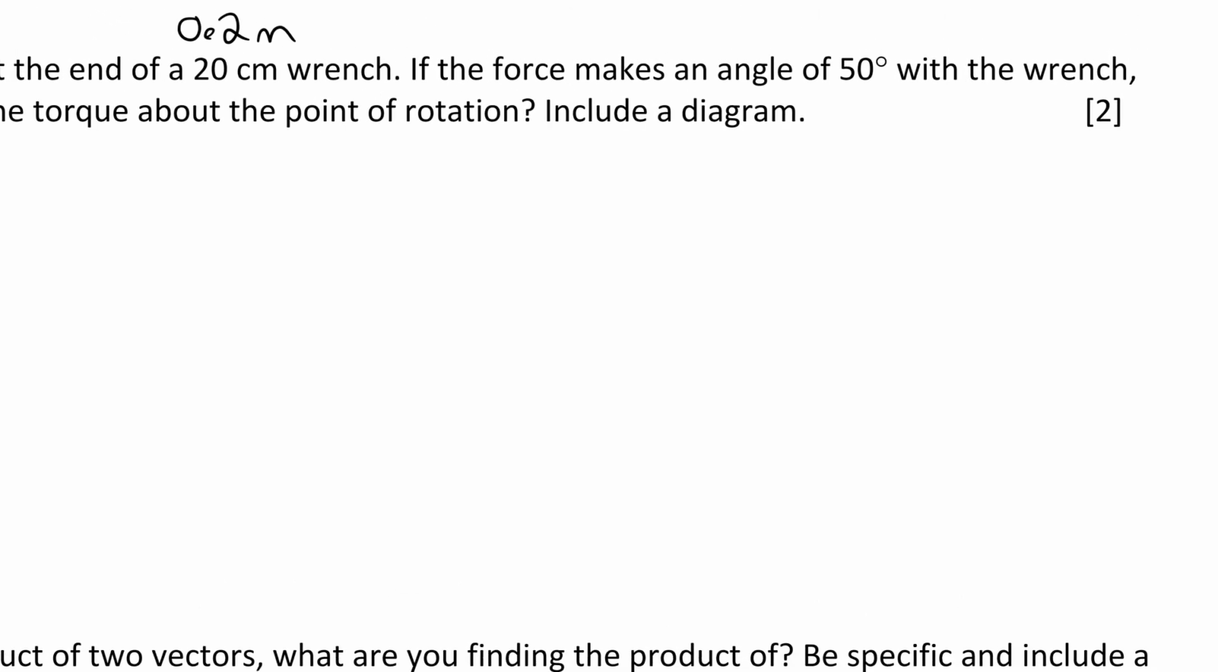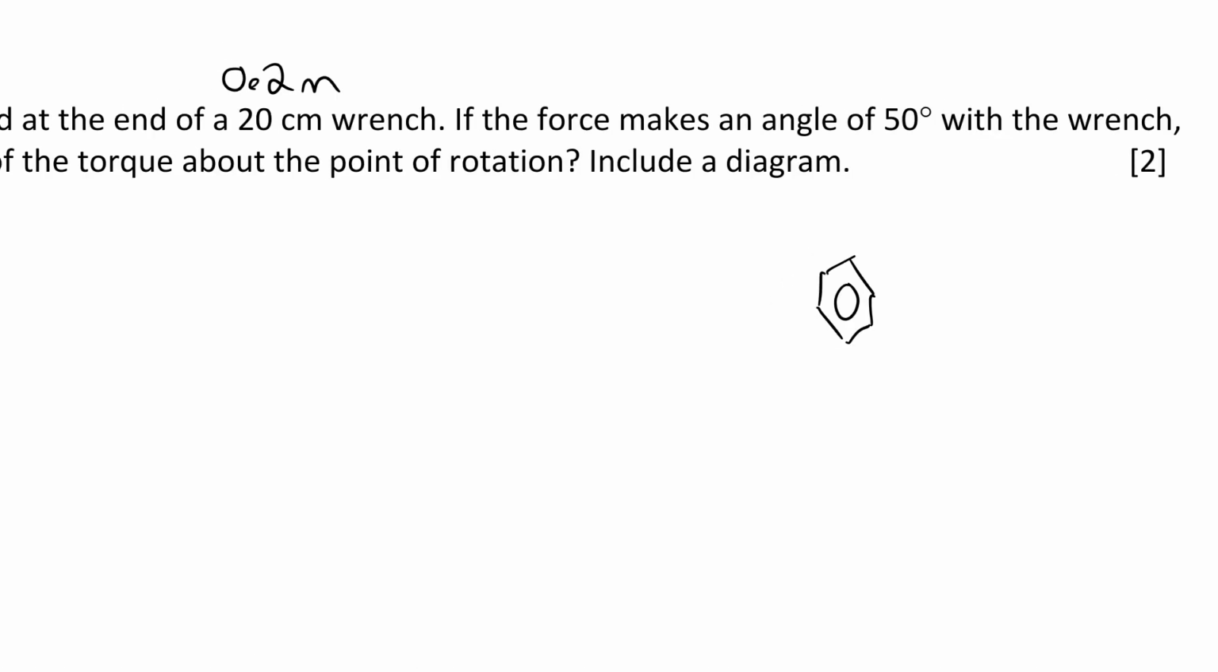So I'm just going to make a rough sketch. I've got my bolt that's being tightened by the wrench, and I know there's going to be a vector along the wrench that points away from the axis of rotation. So this we call vector r. We can think of that being along the direction of the wrench. And it tells me there is a force being applied to the wrench at an angle of 50 degrees with the wrench. So there is some force that is being applied to the wrench, and it makes an angle of 50 degrees with the wrench.